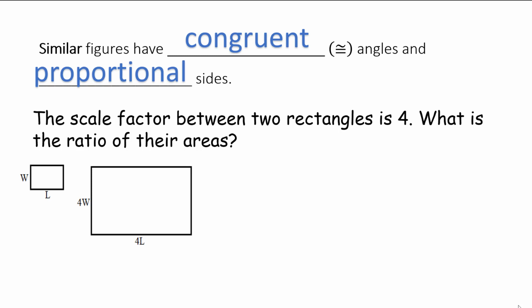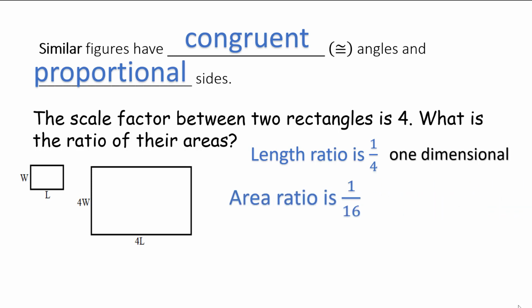What that means is that the ratio of the side lengths from the smaller rectangle to the bigger rectangle is 1:4, and that's a one-dimensional measurement. If you want to talk about the ratio between the areas of the two figures, you square that ratio. So the ratio of the area of the smaller one to the area of the bigger one is the ratio 1:16.